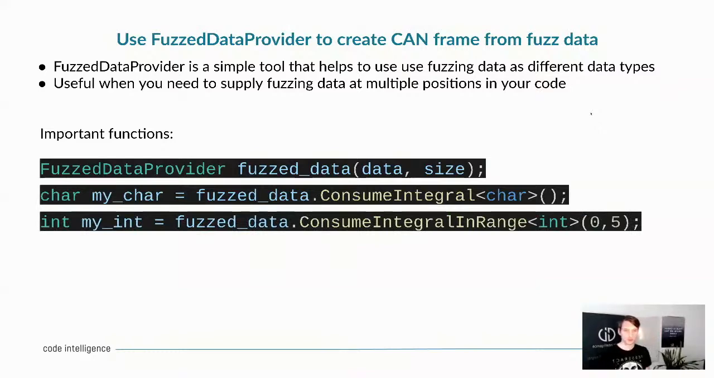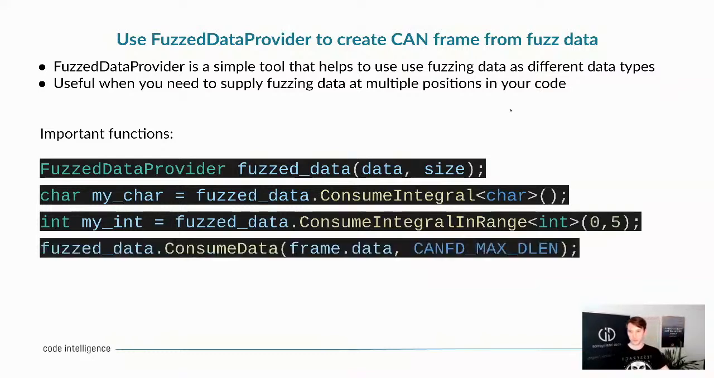For example, you can consume another integer, but this time you can also say, okay, I want to consume an integer in range from 0 to 5. And so this integer here will be 0, 1, 2, 3, 4, or 5. And then you can also do things like consume data, which is very similar to memcpy, where it will just take fuzzing data, or the rest of your fuzzing data, and write it to the address that you specify as the first parameter here. And the second parameter is how much you want to write at a maximum.